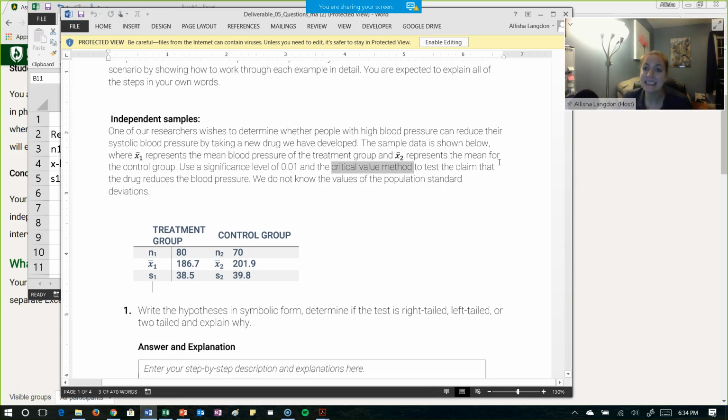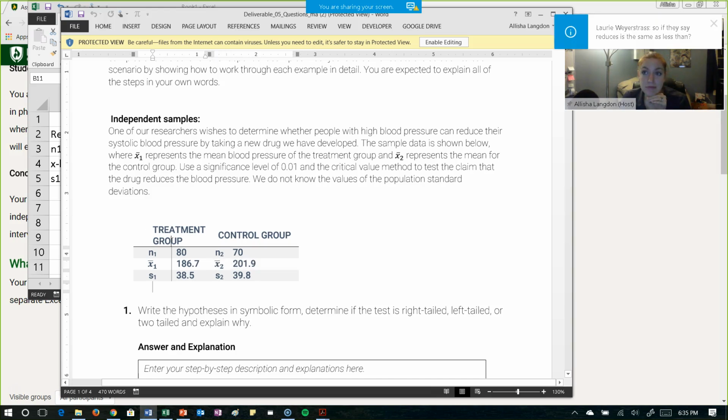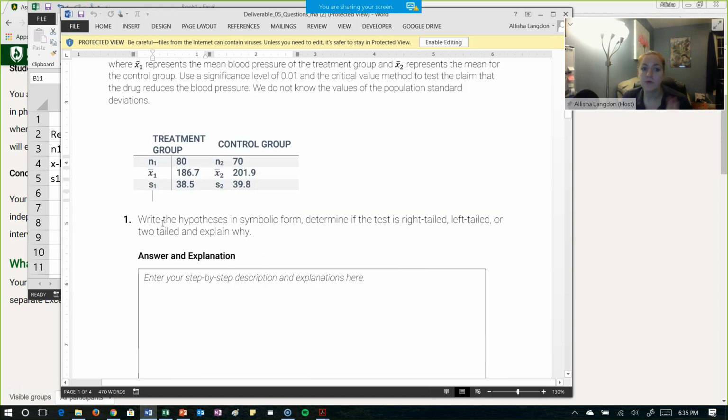Okay, so we're testing the claim that the drug reduces the blood pressure. So the drug, which is the treatment group, should have a lower blood pressure than the control group we have over here. Okay, so what's that mean? Oh, and you do not know the population standard deviation, so you've got to use your t, blah, blah, blah. So number 1, write the hypotheses in symbolic form.